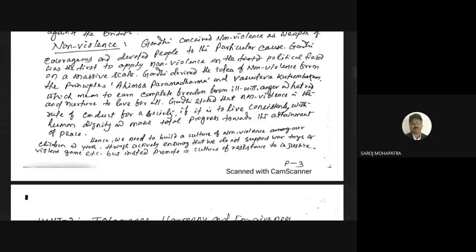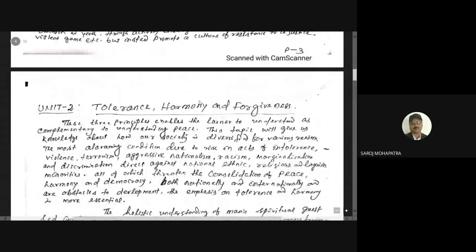Unity 2 says tolerance, harmony, and forgiveness. I think this is the principle of peace and conflict resolution. So in unity 2, what Gandhi's approach says, these three principles enable the learner, all the students, to understand as complementary to understanding peace. It is complementary to understanding peace.